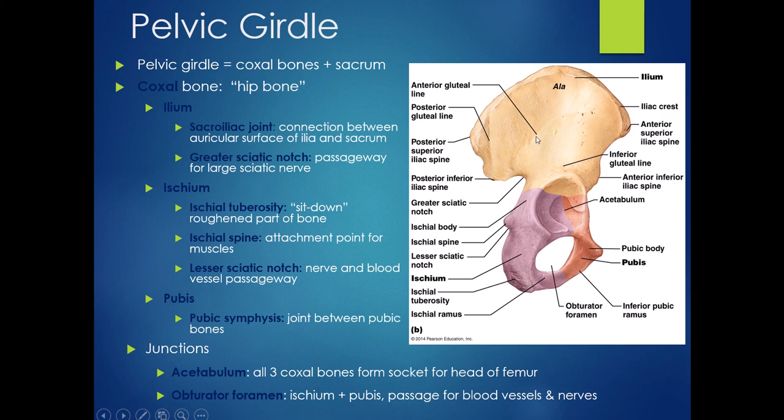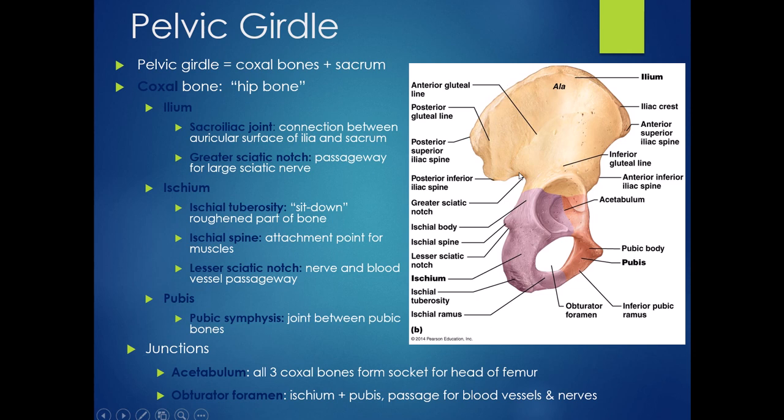If we look at the ilium here, you'll see this nice iliac crest, big attachment point for some muscles. You'll also see the greater sciatic notch right here. That is where the sciatic nerve exits the pelvis to go down the posterior side of your leg.